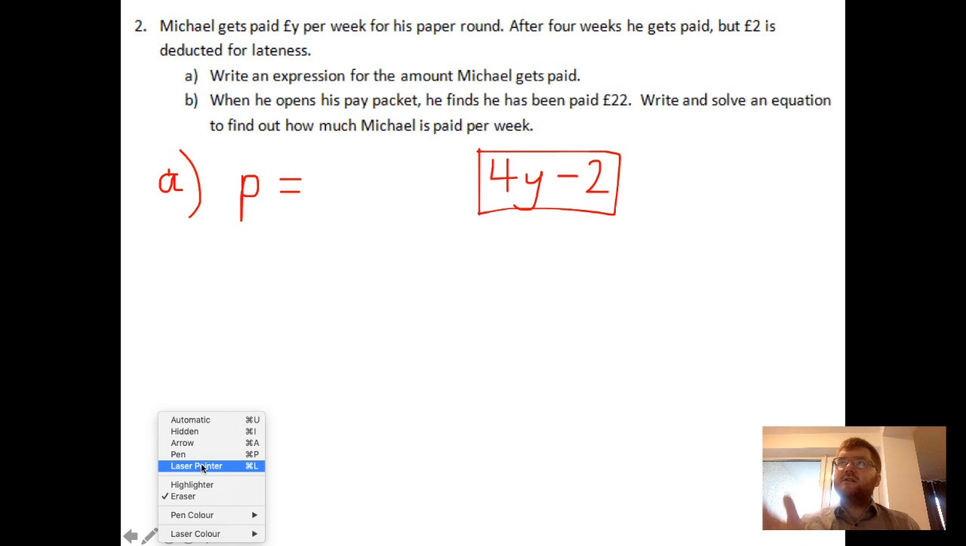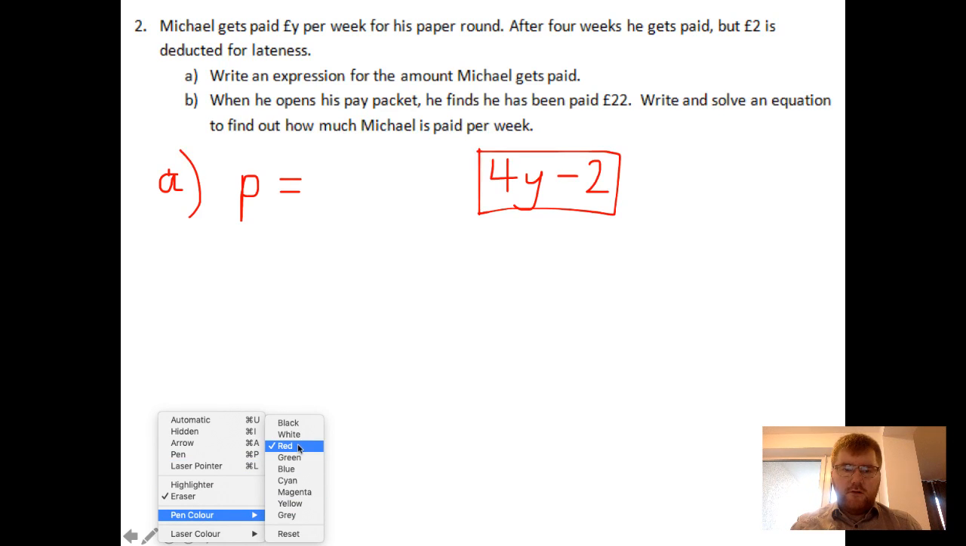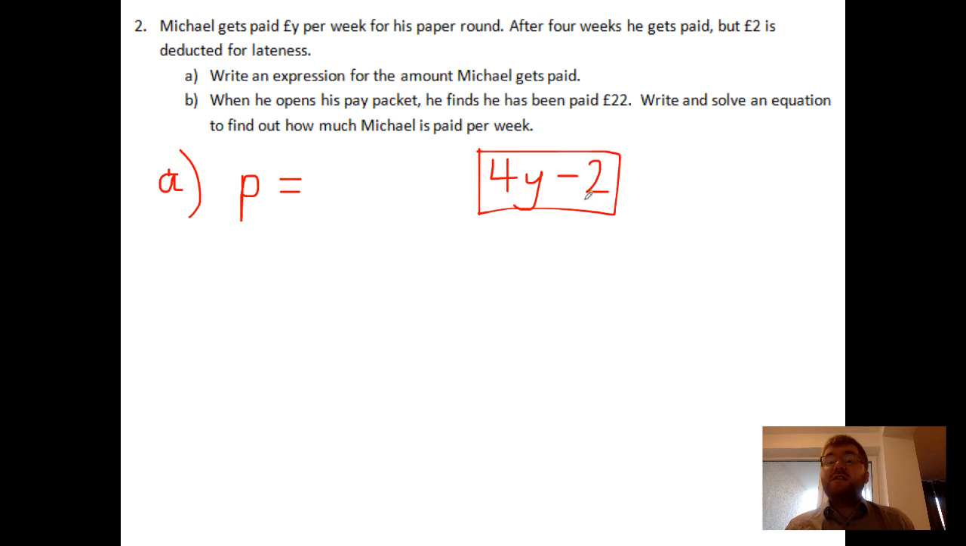So 4 weeks, you multiply it by y, and then we take away that £2 for lateness. So P is equal to 4y minus 2.